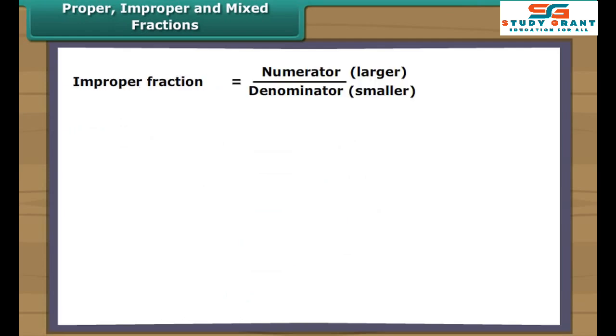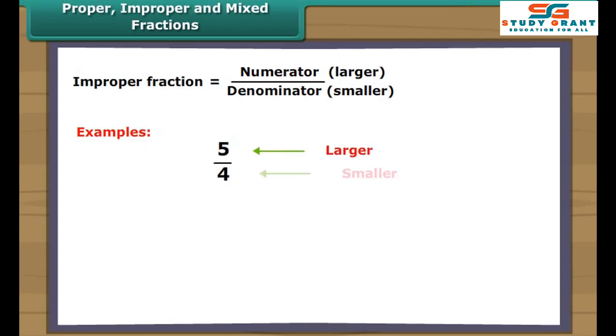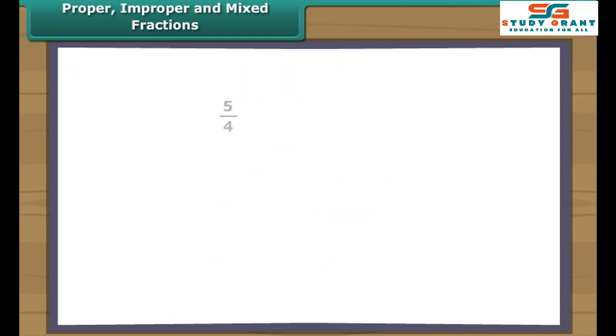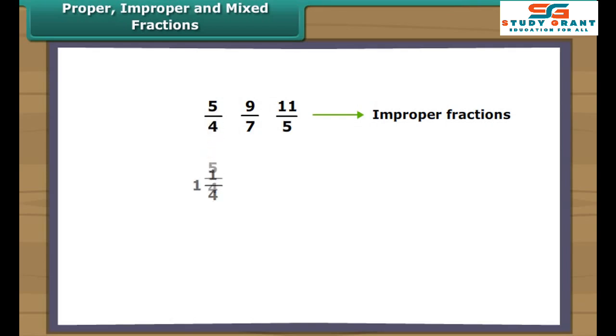In an improper fraction, the numerator is greater than the denominator. 5/4, 9/7, 11/5 are few examples of improper fraction. The improper fractions can be written as a combination of whole and a proper fraction. Thus, these improper fractions can be written as 1 and 1/4, 1 and 2/7, and 2 and 1/5 respectively. Such fractions are called mixed fractions.